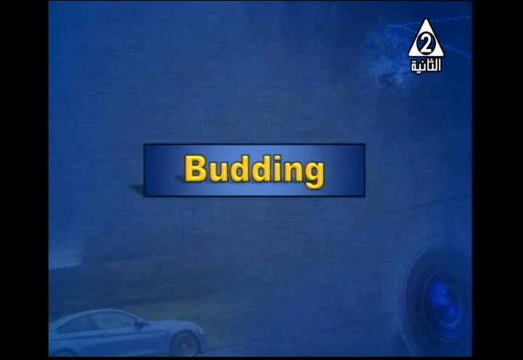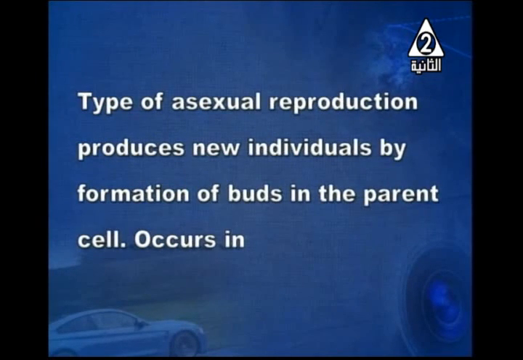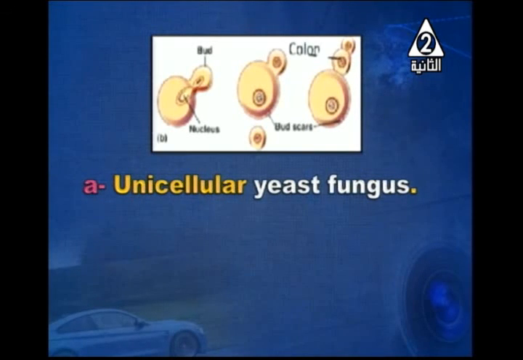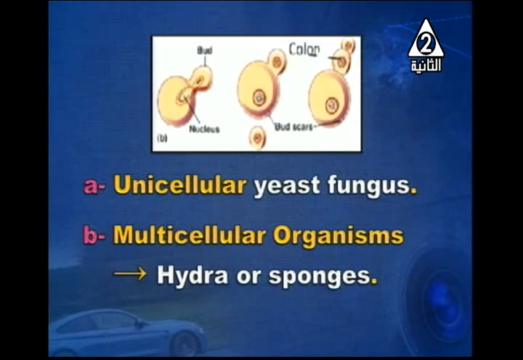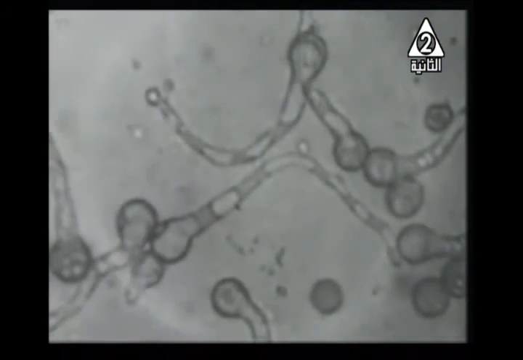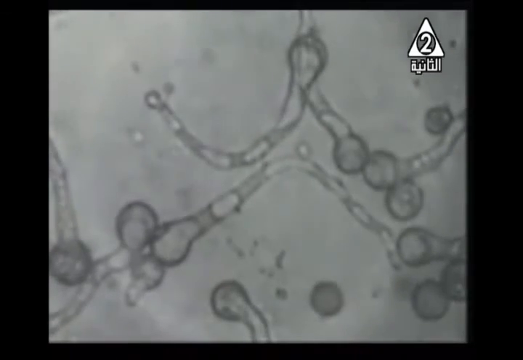The second type of asexual reproduction is budding. Budding is a type of asexual reproduction that produces new individuals by formation of buds in the parent cell. It occurs in unicellular yeast fungus and multicellular organisms as hydra or sponges.